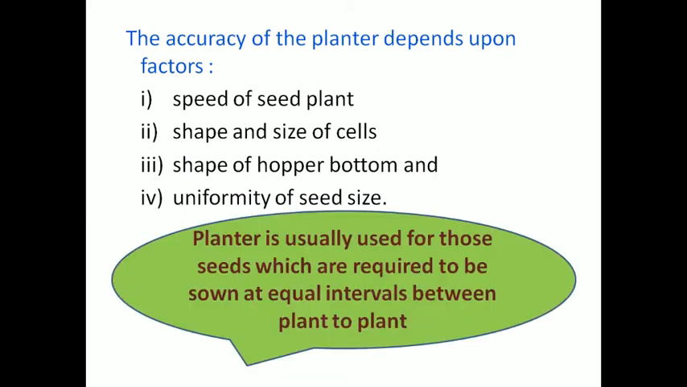A planter is usually used for those seeds which are required to be sown at equal intervals between plant to plant. It means plant to plant and row to row distance is maintained in a planter, which is not maintained in a seed drill.